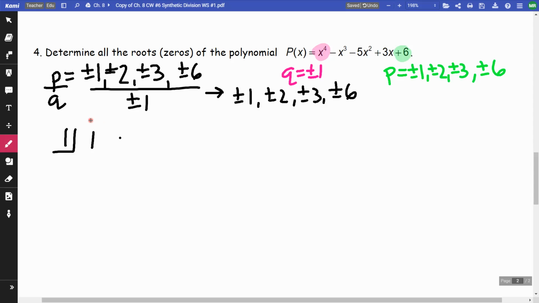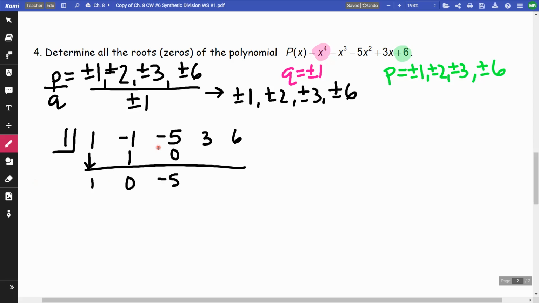So I have 1, -1, -5, 3, 6. Bring down the 1. 1 times 1 is 1. I add, I get a 0. 0 times 1 is 0. I add, I get a -5. -5 times 1 is -5. I add, I get a -2. -2 times 1 is a -2. I add, I get a 4.